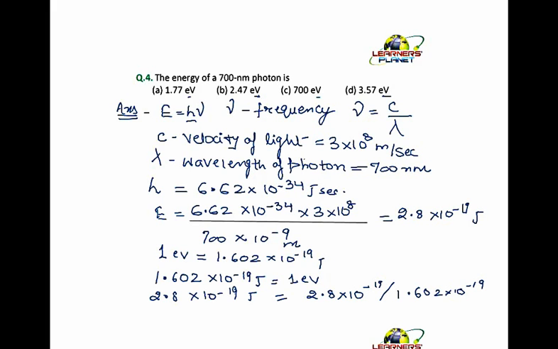So now let me calculate. That is 2.8. Right, now this is the right thing. And what is the energy equal to? It is 1.7 electron volts. If you divide this, you will get the answer.